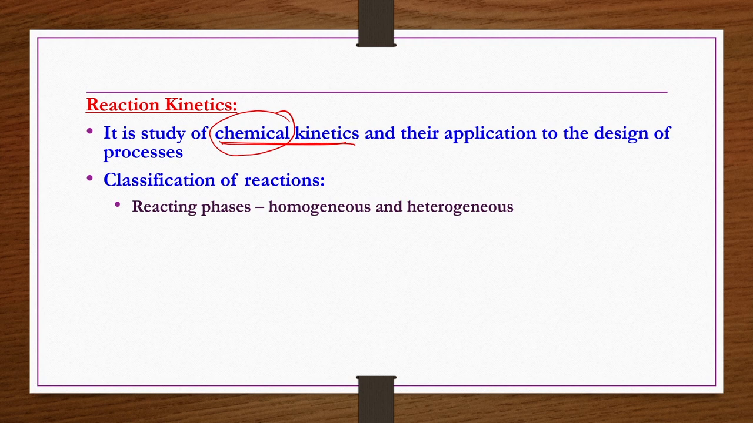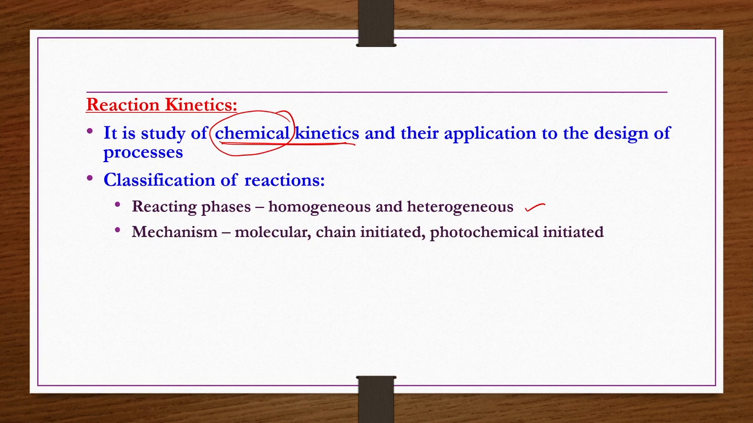Depending on the mechanism, there are different ways they can be classified. Okay? So, we see a list of such classifications. Based on the reacting phases, they can be homogeneous and heterogeneous reactions. Based on the mechanism, molecular, chain initiated, photochemical initiated, etc., these kinds of reactions are possible. Based on the catalysis, whether a catalyst is involved or not, we can have catalytic and non-catalytic reactions.